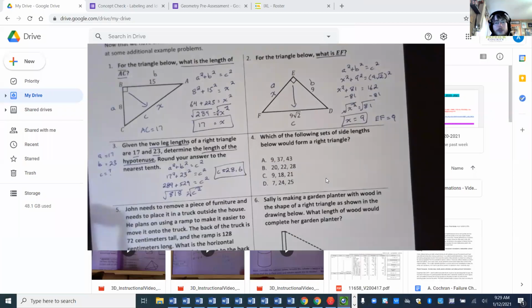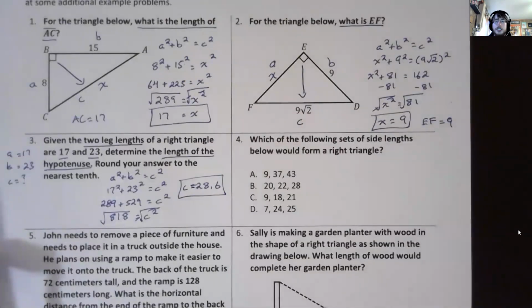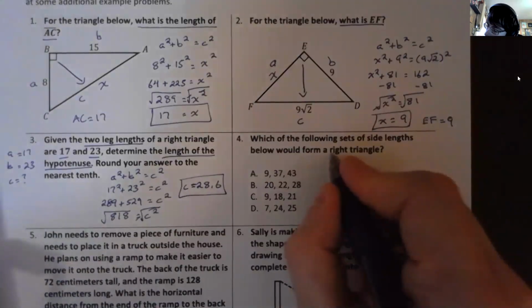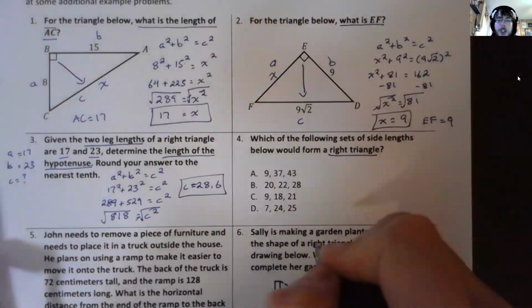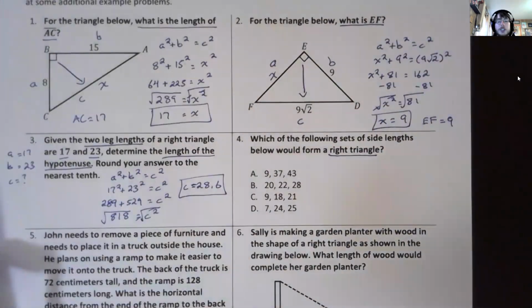Number 4, which of the following sets of side lengths below would form a right triangle? So you're looking to see which one would form a right triangle. Now this question could be worded a few different ways. It could also ask you for an acute triangle, or it could ask you for an obtuse triangle. So you need to make sure that you pay attention to which one it wants you to determine. And only one of them, if it gives you multiple choice, it should only give you one.